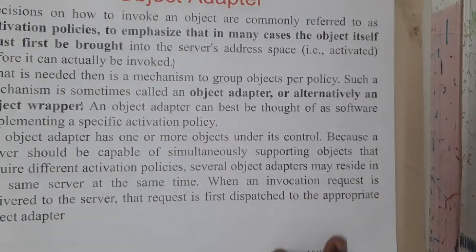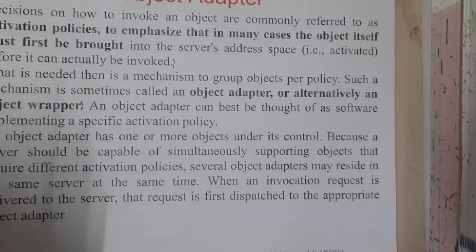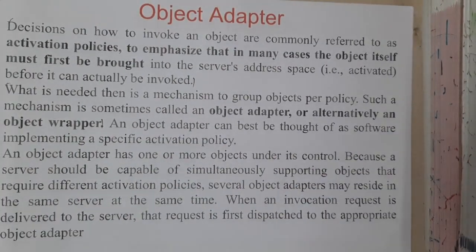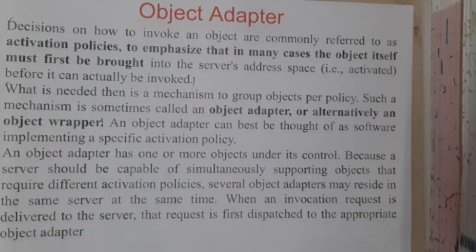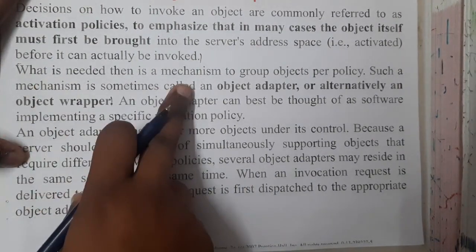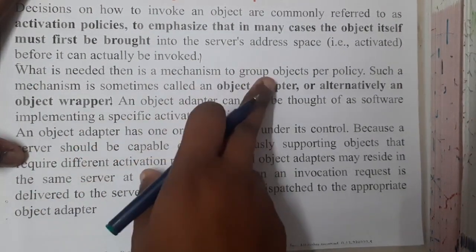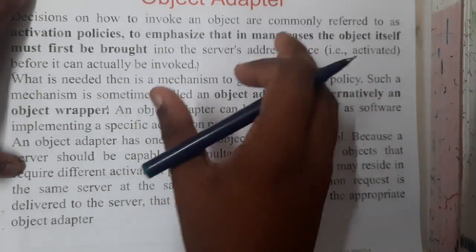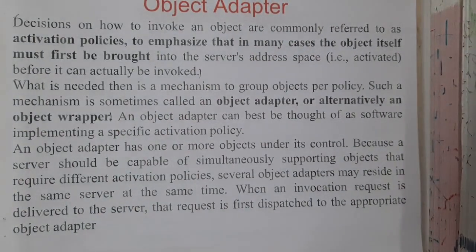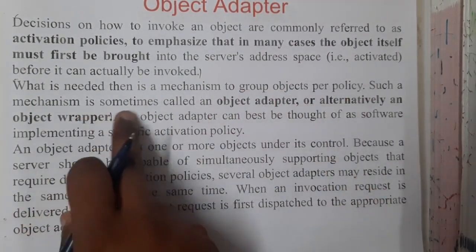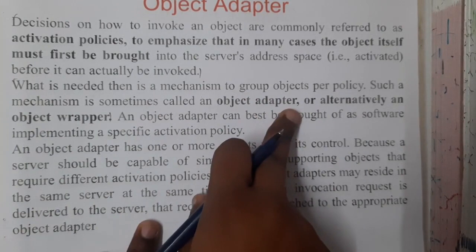I hope everyone got some basic idea. Now let us continue with the object adapter, guys. The object adapter talks about the policies. First let us go through the definition, then you'll have a clear idea. It is a mechanism to group objects per policy. Depending on the policies, you will be merging, combining, or grouping these objects, and that mechanism is called an object adapter.